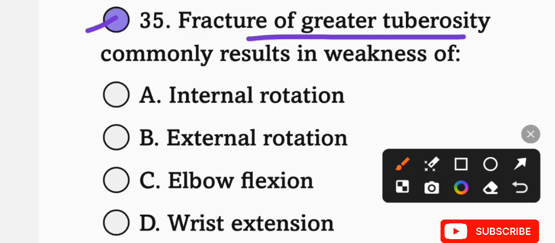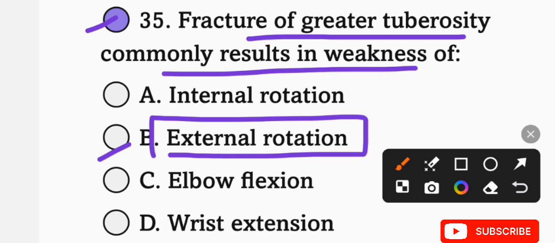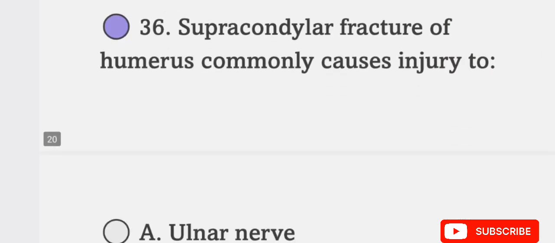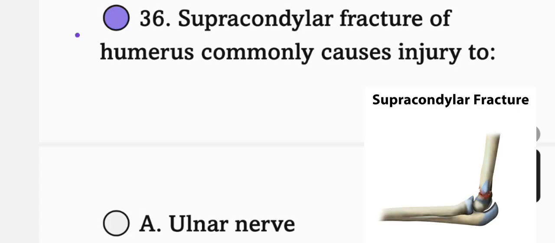Okay. Now come to 35 questions. Fracture of the greater tuberosity commonly results in weakness of. The greater tuberosity is the attachment of supraspinatus, infraspinatus and teres minor. These muscles help in external rotation of the shoulder, so with a greater tuberosity fracture, the common weakness is in external rotation. Okay, so the option given is the correct option. Now come to 36 questions.